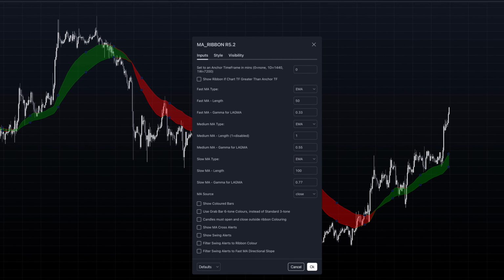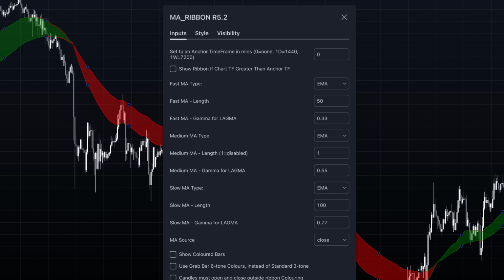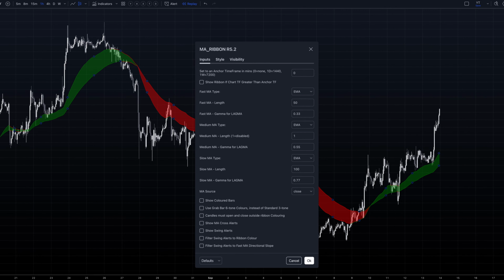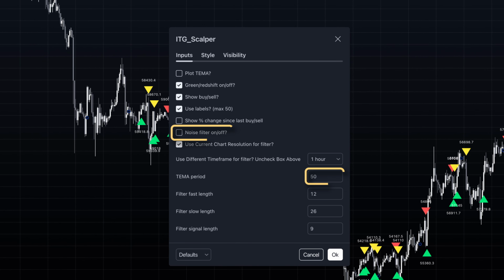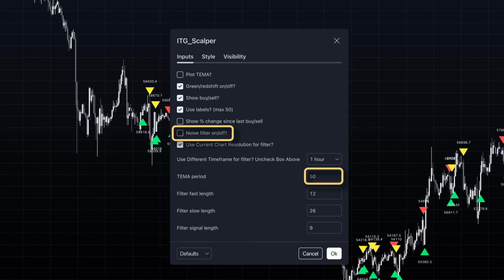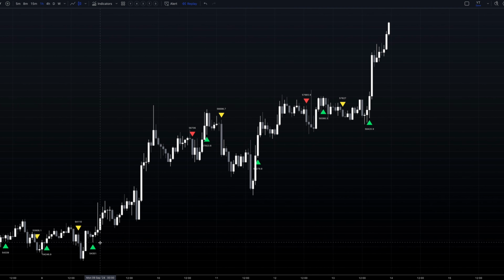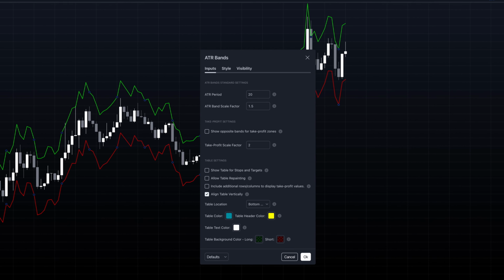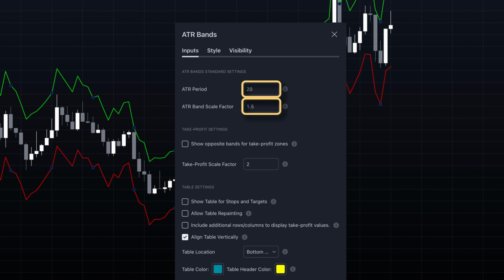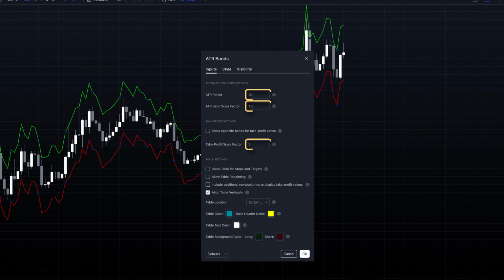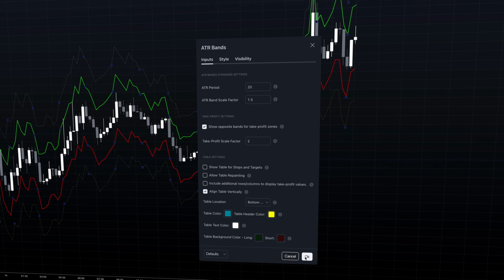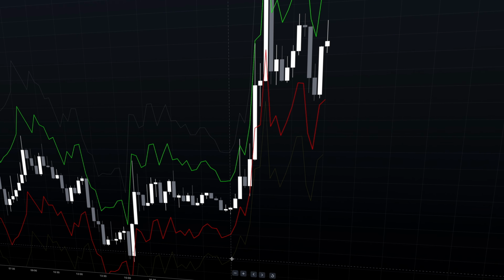Let's set up our indicators. For MA Ribbon R5, we'll use default settings with fast period EMA at 50 and slow at 100. For ITG Scalper, set TIMA period to 50 and untick the noise filter. It's based on a MACD, and I've noticed it sometimes gives late entry signals. For ATR, set the period to 20, band scale factor to 1.5, and take profit scale factor to 2 if you're using it. You can toggle it on and off with a checkbox, and it'll appear as gray lines on your chart.